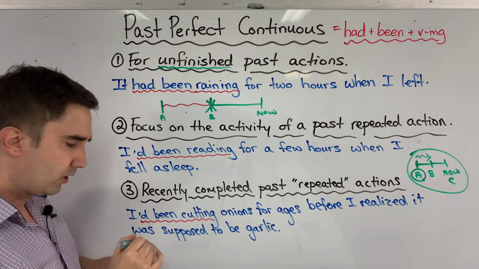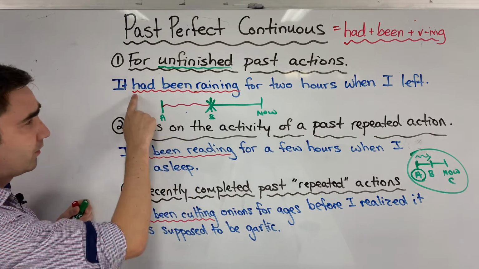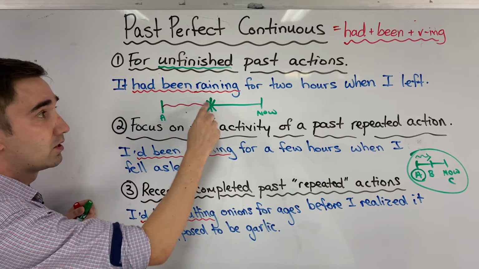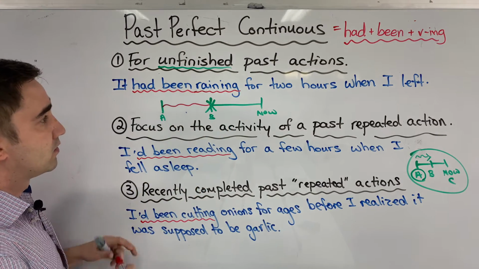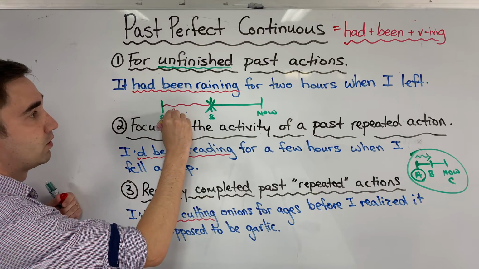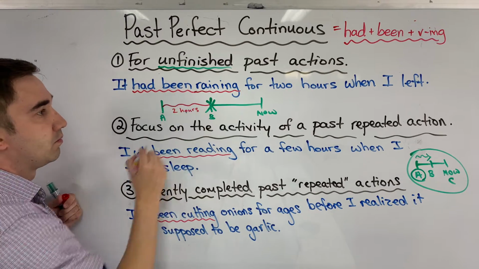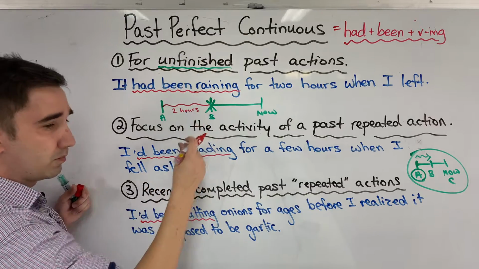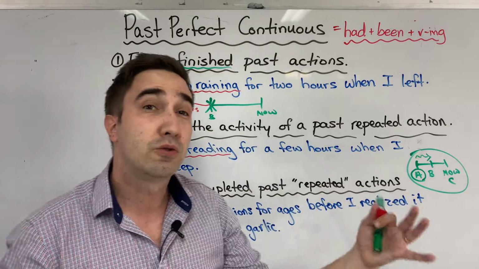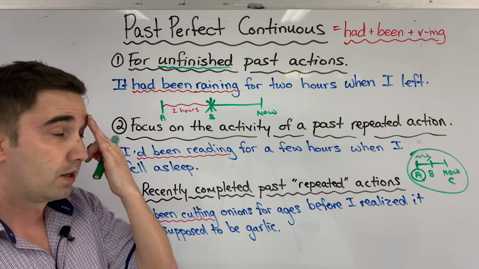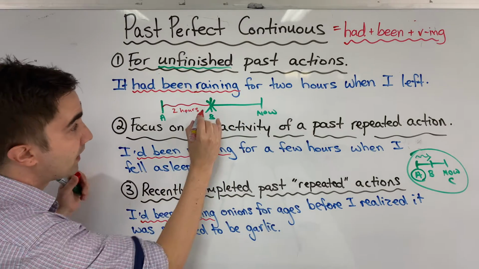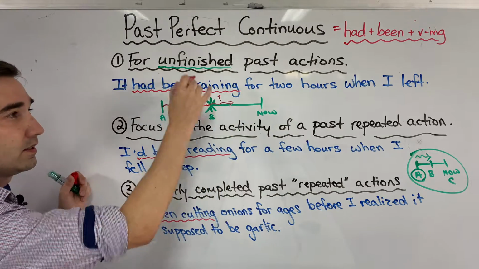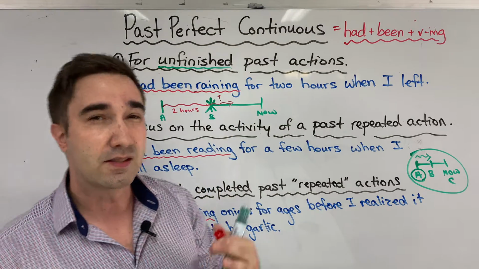So I know that's really complicated, but if you look at this, the red, it had been raining for 2 hours before I left. So it had been raining for 2 hours before I left, right? Because it's unfinished, probably it continued to rain after I left. I'm not sure, but this sentence tells me that it's unfinished.